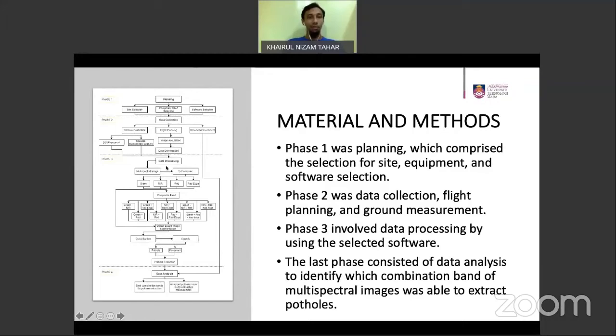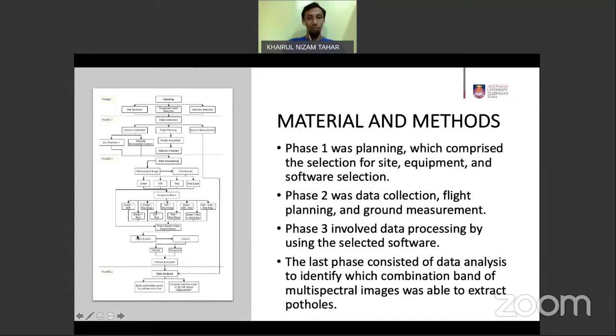After we acquire the images, we download the data and perform the photo processing of the multispectral images to develop the orthophoto. Then we have the four basic bands: green, near infrared, red, and red edge, and then we also combine the bands. This is the main finding of the study. We try to combine double bands and triple bands in order to determine which band combination is best for the pothole section, and then we do the object-based image segmentation.